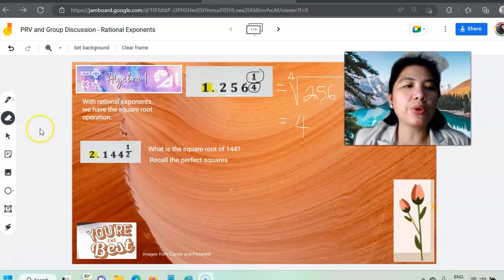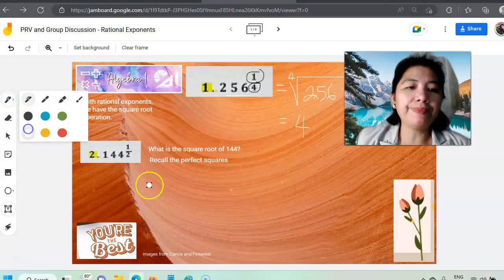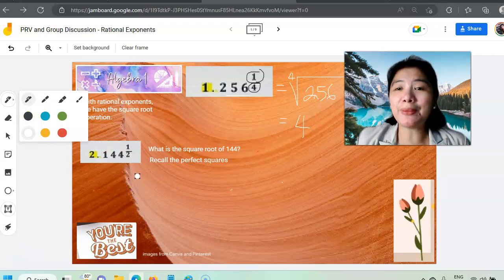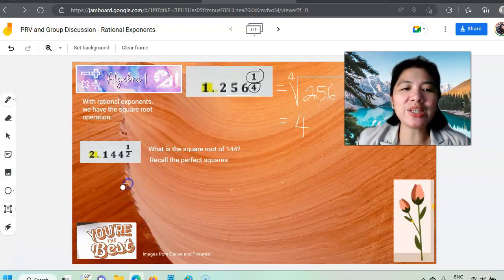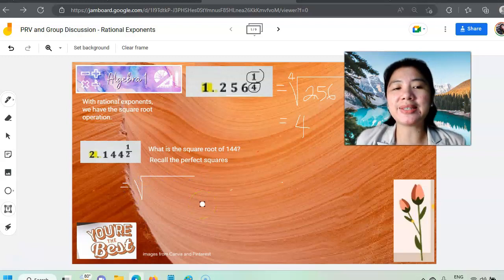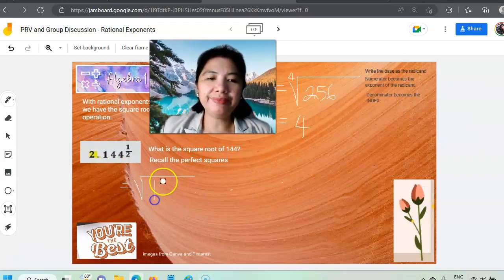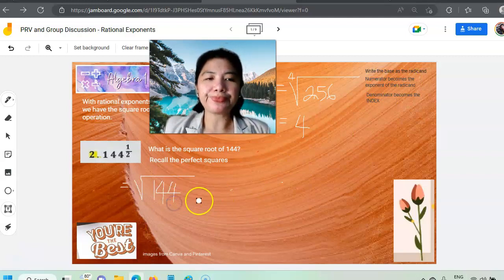Number 2, so we have 144 converted to a radical number. Again, radical numbers are numbers with the radical sign. The first thing we need to do is write the radical symbol. What is the base? Yes, it's 144. Again, the base becomes the radicand. So the radicand is 144.